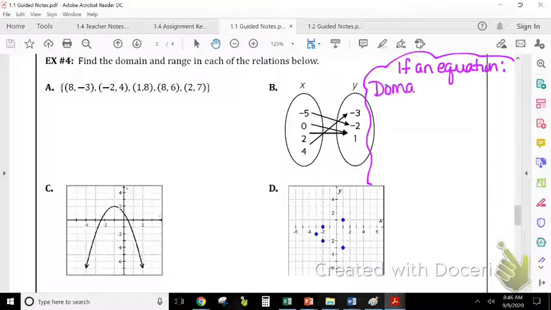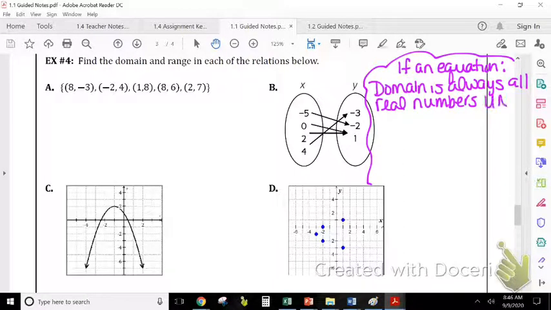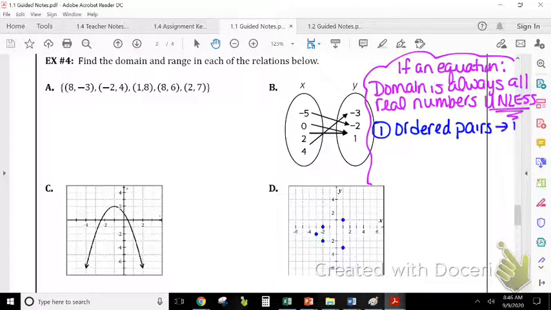domain is always all real numbers and less. Okay, so you have to check and see, does it fit one of these restrictions? The first restriction is what we saw here. Is it a list of ordered pairs? So if we have ordered pairs, and if we do, we're just going to list the x values.